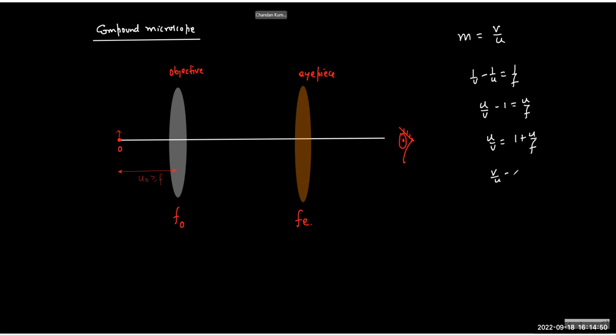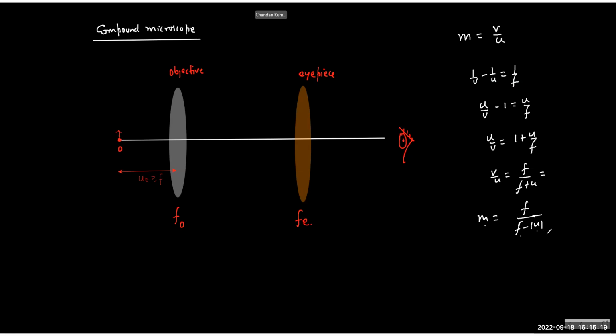So V by U is how much? We know F is positive, U is negative. So if you want to put in the value, you can write it as F upon F minus mod of U, the distance value. Now tell me, when will the magnification be maximum? When U is equal to F, right? Yes, in that case it is going to be maximum.